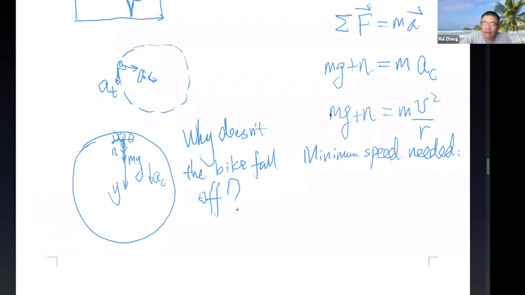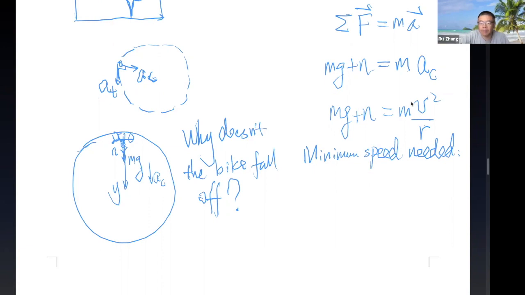Well, if you look at the left-hand side, we have two forces possible here: gravity and normal force. There's nothing we can do about gravity. Gravity is always there. It's constant. But the normal force here is a little bit flexible. The normal force really depends on what you need for this case.